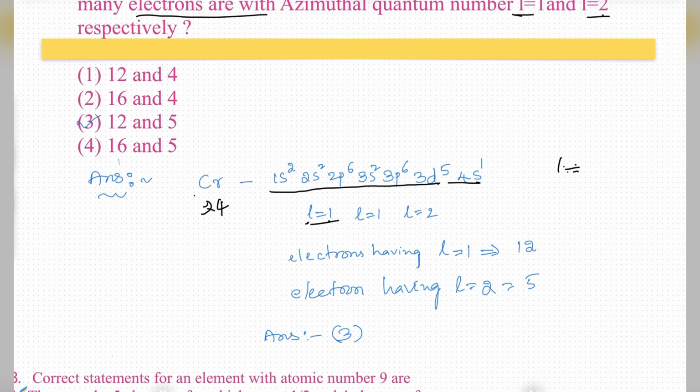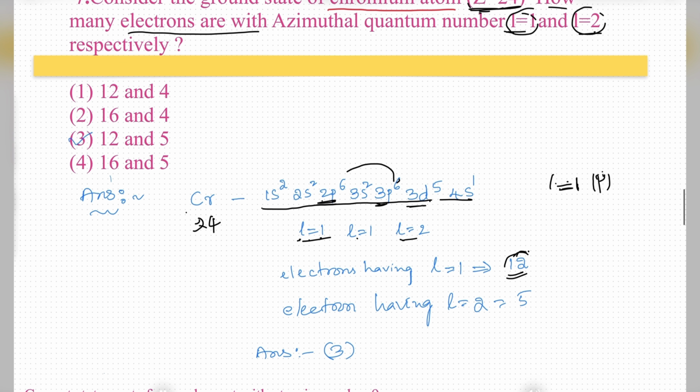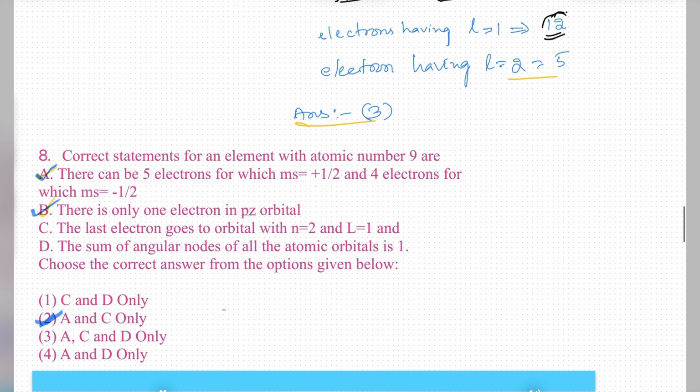Now you check it out. L equal to 1 means p orbital. Similarly, electrons in the d orbital, L equal to 2, d5. So it is compulsory that we know the electronic configuration. So what is our option? Option 3: 12 and 5. That is your answer. We'll go for the next question.